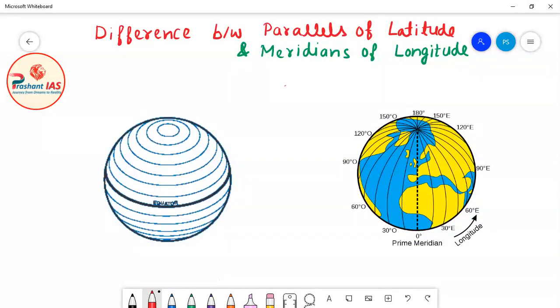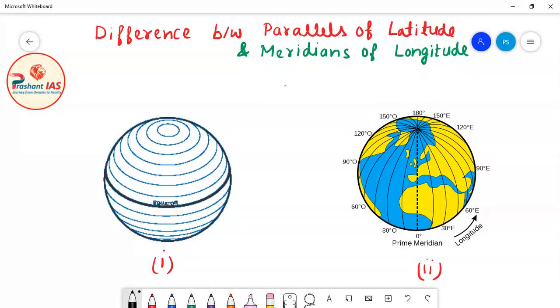Now friends, let us discuss the difference between parallels of latitude and meridians of longitude. In this topic I will complete one more topic also. In this topic only I will also tell you about the characteristics of longitudes or the meridians of longitude. So this is diagram number 1, which represents parallels of latitude, and this is diagram number 2, which represents meridians of longitude. Now let us discuss the differences between them.